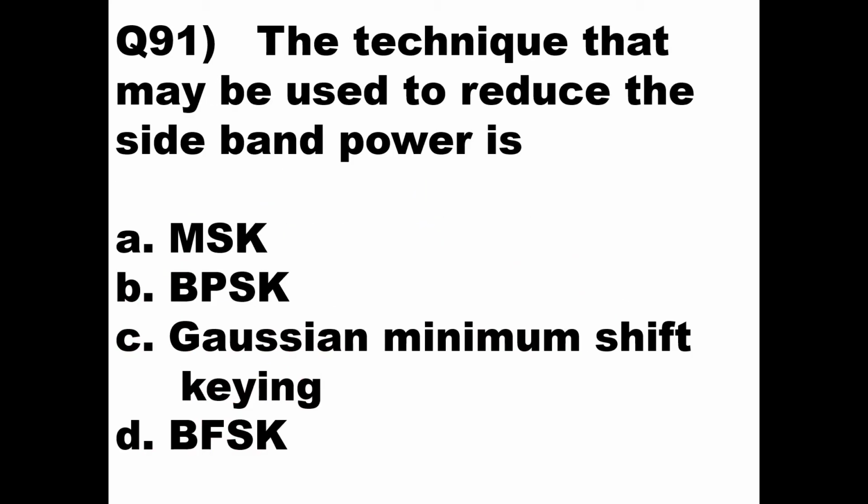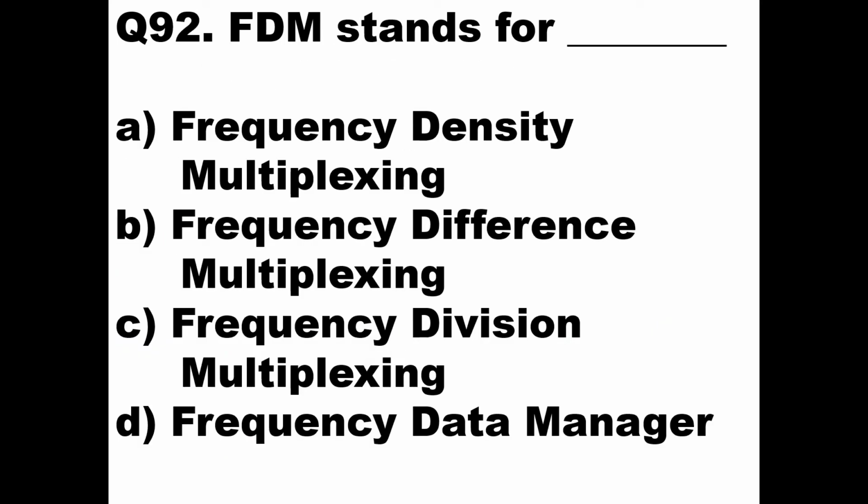The technique that may be used to reduce the sideband power is... Now in MSK you will find that the sidebands will be affecting, and if you want to remove the sideband and make the main band very narrow and sharp, then you have to use Gaussian minimum shift keying. So here GMSK will be the answer, option C, Gaussian minimum shift keying. The technique that may be used to reduce the sideband power is Gaussian minimum shift keying. Then we'll go to question number 92.